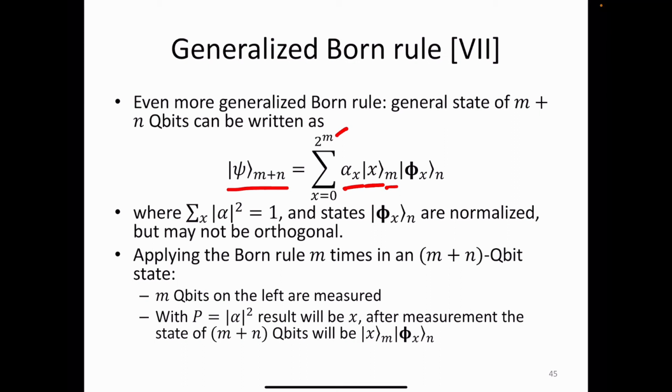And applying the Born rule that we just learned about m times in an m plus n qubit state, the m qubits on the left are measured with the probability of alpha squared. The result will be x, and after measurement the state of the m plus n qubits will be x sub m, and still our states psi sub x sub n. Anytime I say alpha squared here, it's just laziness that I don't say the absolute value or the modulus squared. But I trust you know what I mean if you look at the bars here.